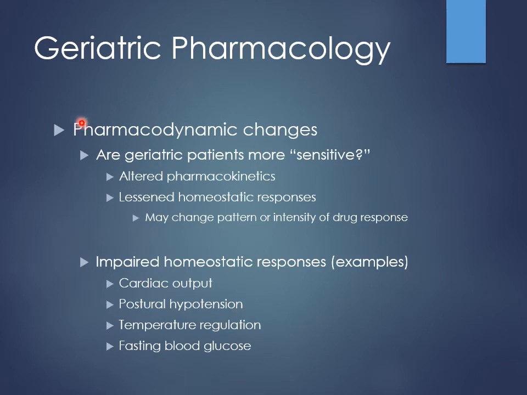Okay. From a pharmacodynamic standpoint, are geriatric patients more sensitive to these drugs? Maybe, maybe not. In some cases it could be more a factor of their altered pharmacokinetics. Once you've taken that into account, typically they have lessened homeostatic responses to these drugs. So you see a lot more orthostatic hypotension. We see a lot more dizziness and CNS changes that can occur from a lot of these drugs. You have to be careful from that standpoint. So look at things like their cardiac output, whether they have postural hypotension or impaired temperature regulation. Fasting blood glucose typically is going to increase as they get older and more insulin resistant. So take into account these changes when you're looking at the interactions going on with their medications.